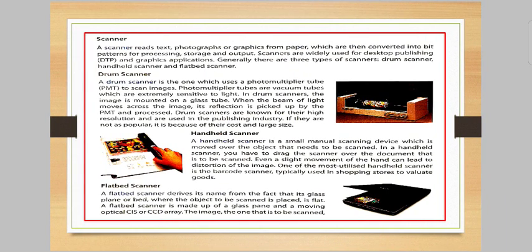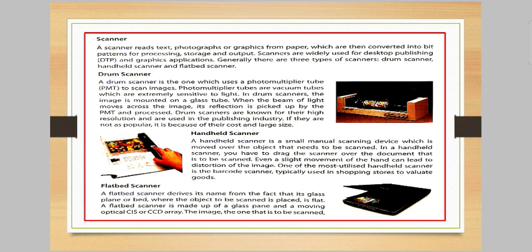A scanner reads text, photographs or graphics from paper, which are then converted into a bit pattern for processing, storage and output. Scanners are widely used for desktop publishing, DTP and graphics applications. Generally, there are three types of scanner: drum scanner, handheld scanner and flatbed scanner.